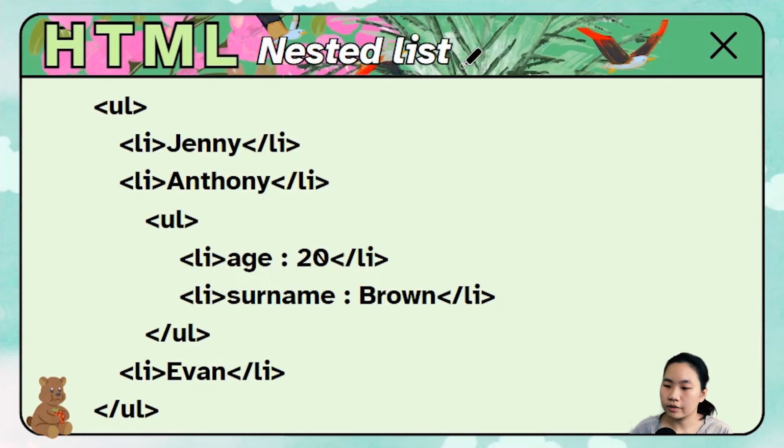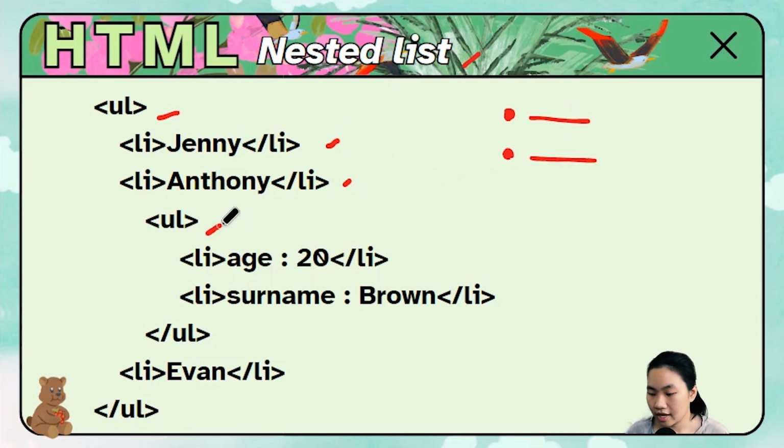Last but not least, before the demonstration, we have nested lists. Now, think of these unordered lists as boxes within boxes within boxes, okay? And what is the format for these nested lists? Well, for example, you have your first unordered list over here, Jenny, Anthony, right? But after Anthony, you have another UL, unordered list. And within this unordered list, you have its own list items, which are age and surname. So it simply has its own list marker, which you can change in CSS.